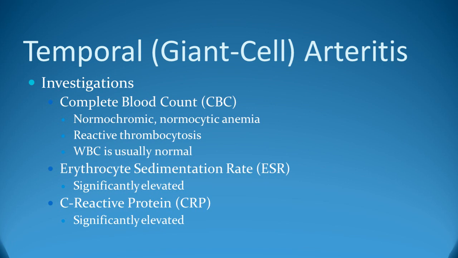Investigation includes the complete blood count: normocytic normochromic anemia and relative thrombocytosis. WBC is usually normal. ESR is significantly elevated and CRP is also significantly elevated.